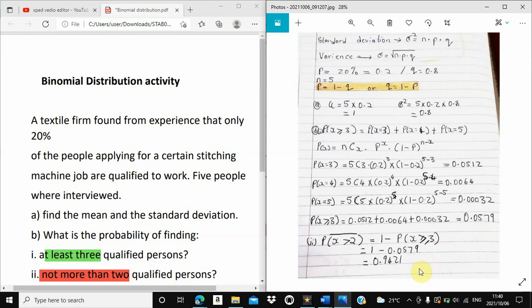So thank you very much, guys. If you know the conditions of this binomial, then you will be successful. One of the conditions is that P and Q are independent. They are independent events.